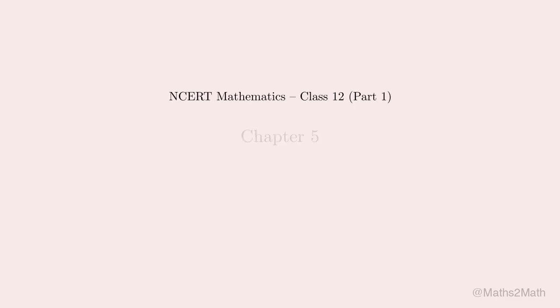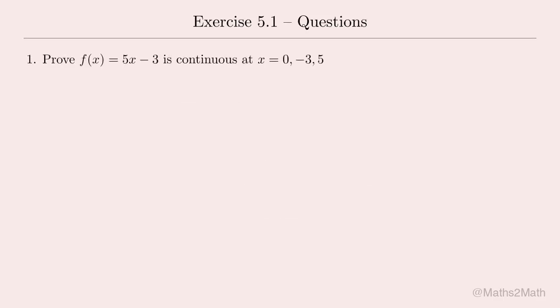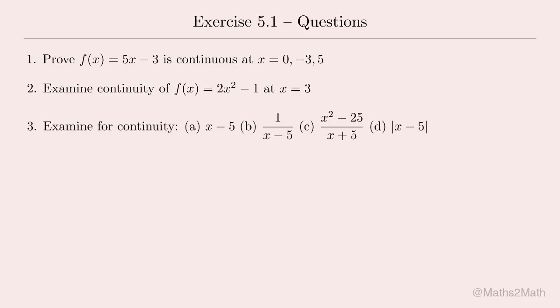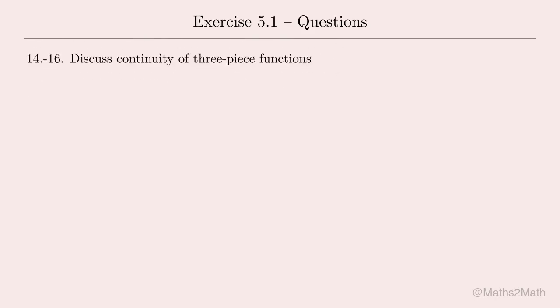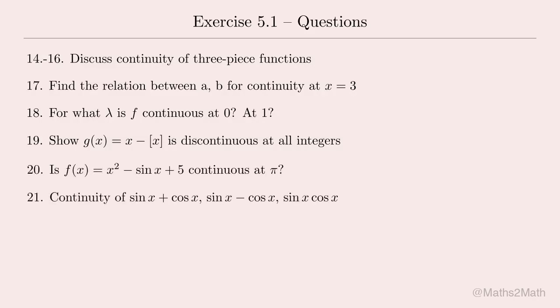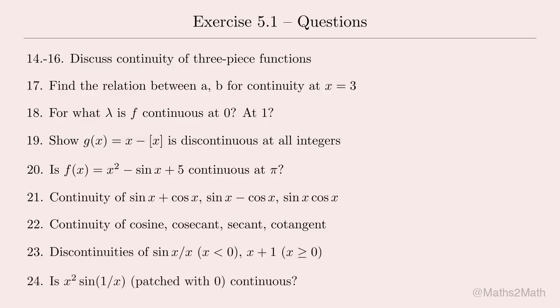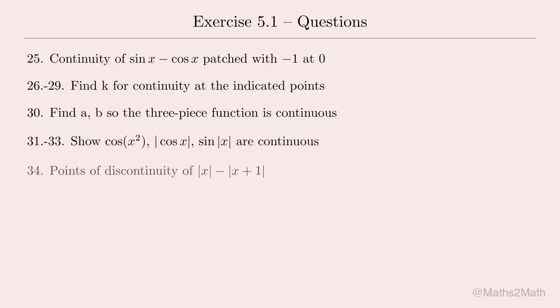In this video, we are solving every question of exercise 5.1 of Chapter 5, Continuity and Differentiability, from the NCERT Mathematics textbook for Class 12, Part 1. Exercise 5.1 has 34 questions, all about continuity. Checking continuity at points, hunting for discontinuities of piecewise functions, fixing unknown constants so pieces join, and using the algebra of continuous functions on trigonometric and modulus combinations. Here is the full list.